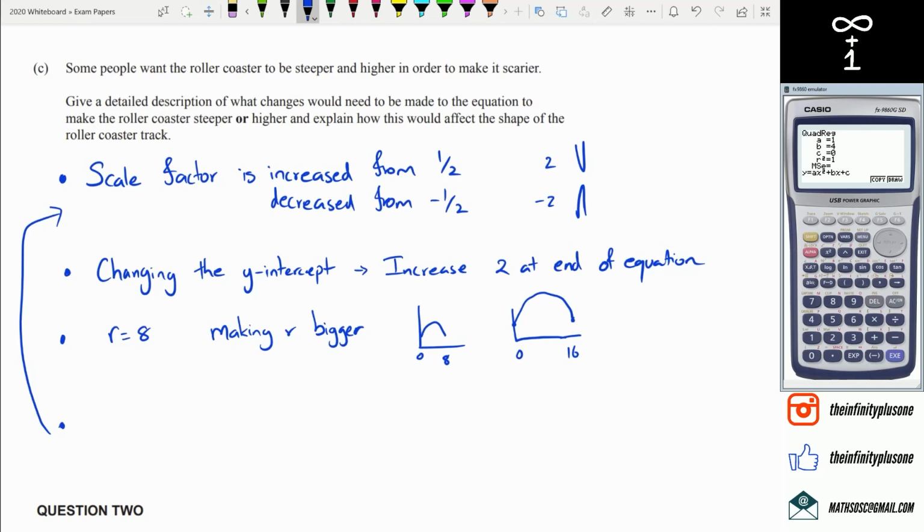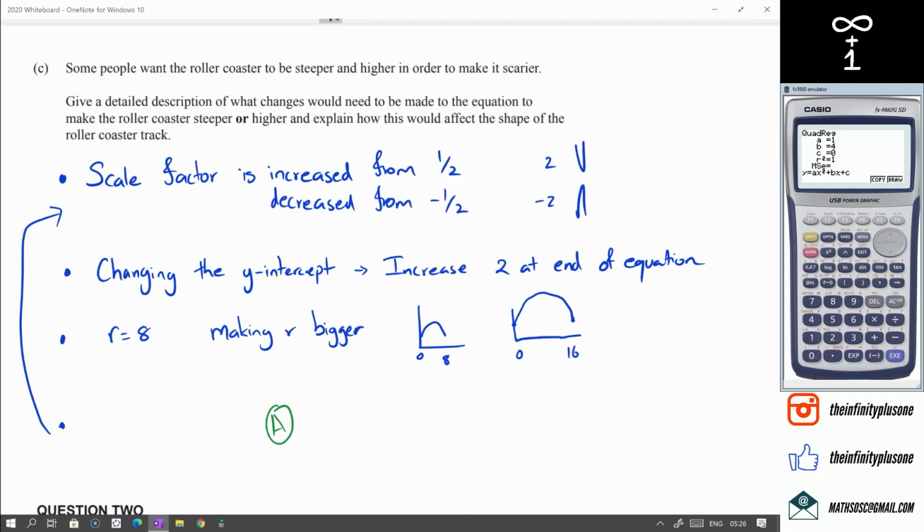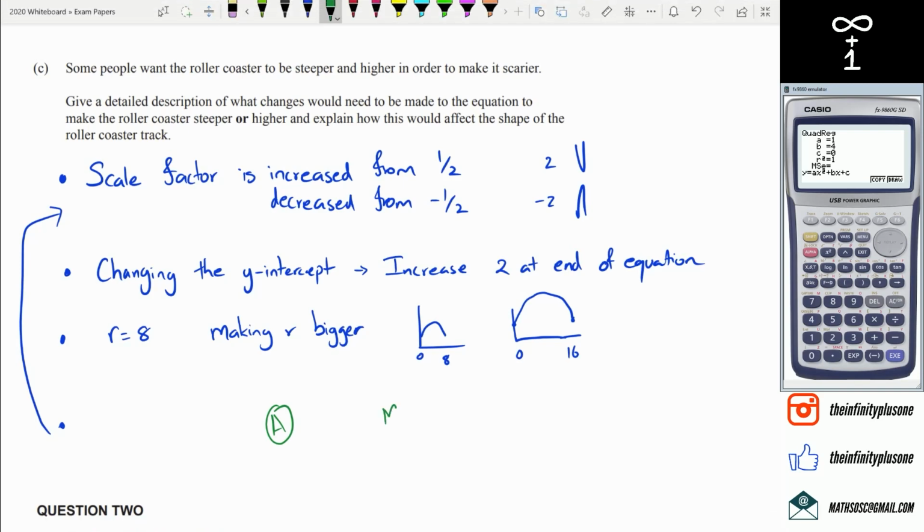So you need 2 bullet points from here to get excellence. A half-written statement gets you an achieved. One statement written fully gets you a merit, and 2 statements gets you an excellence.